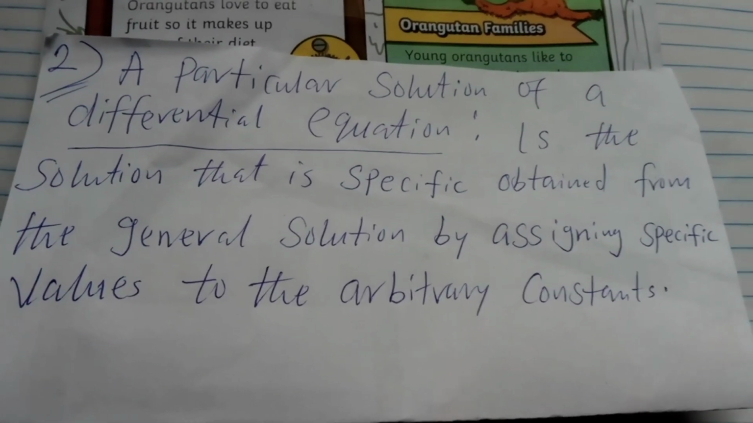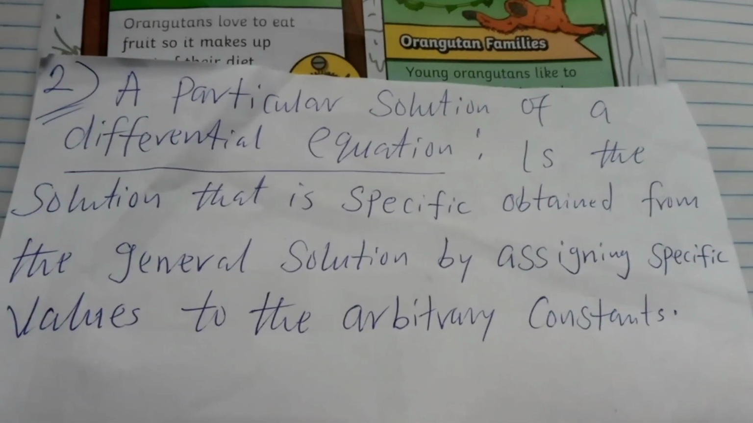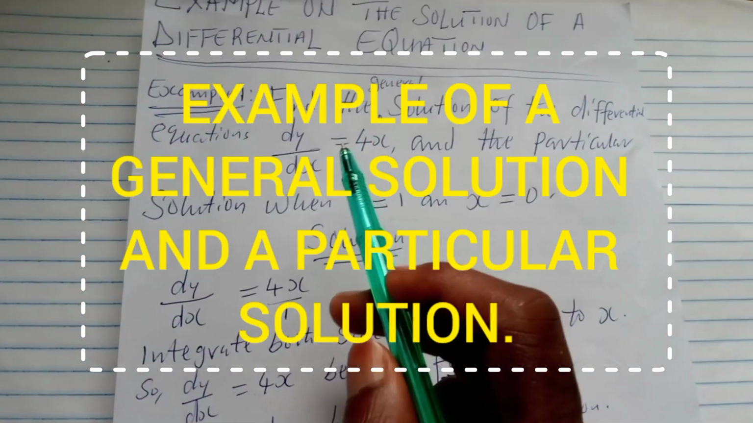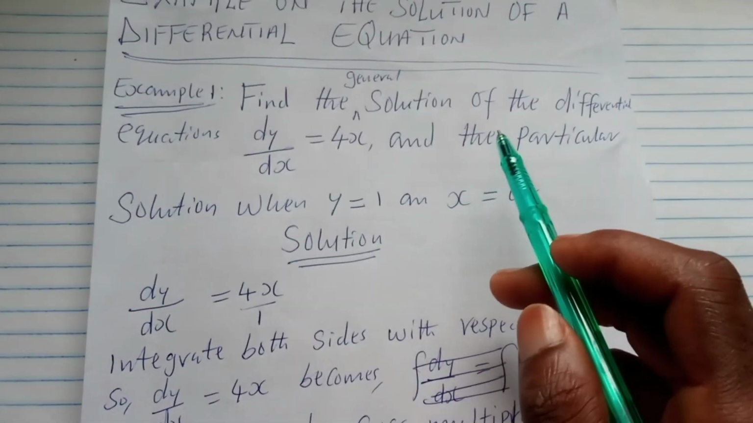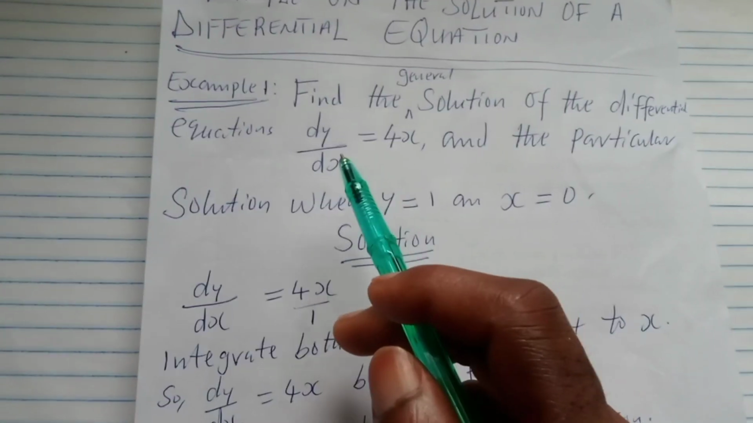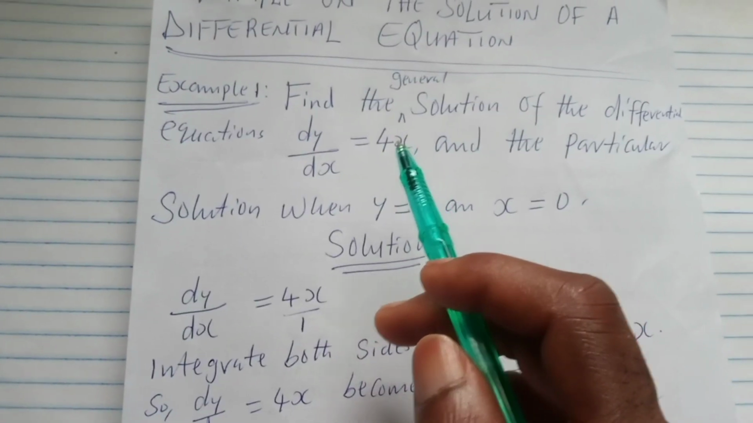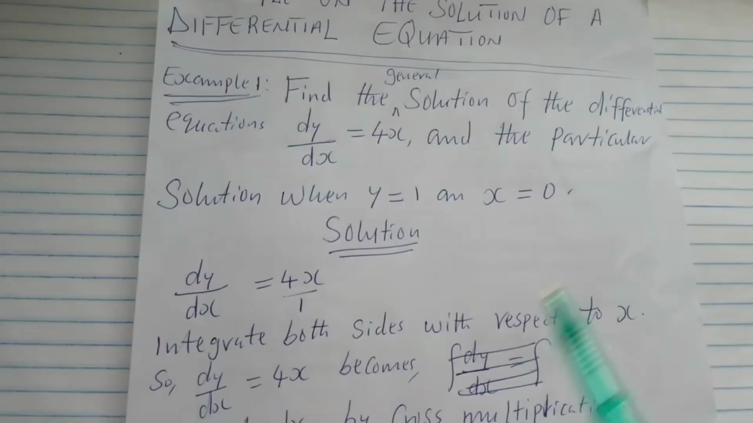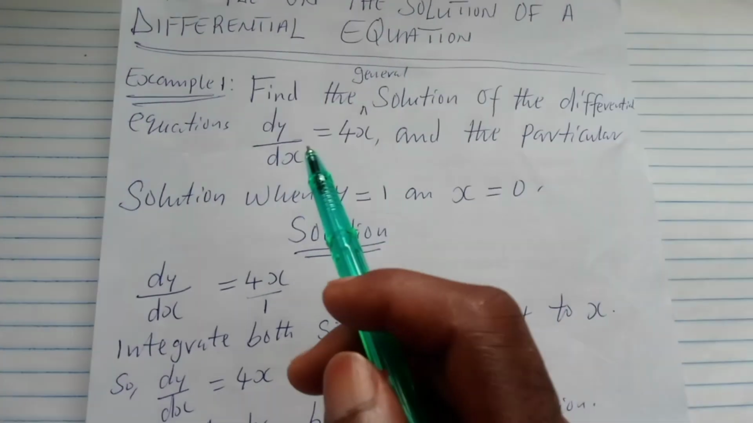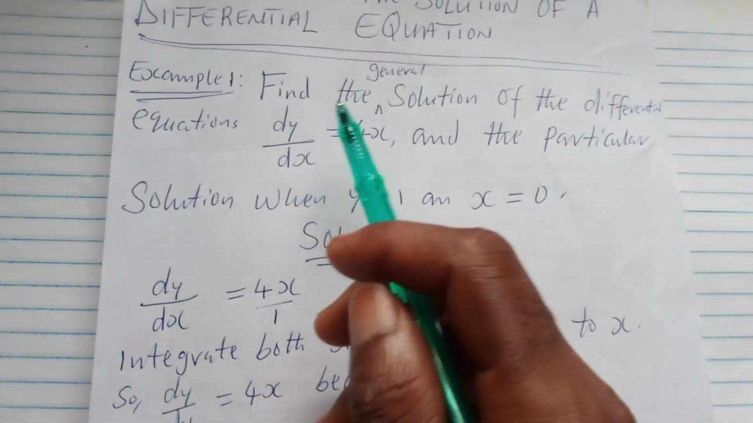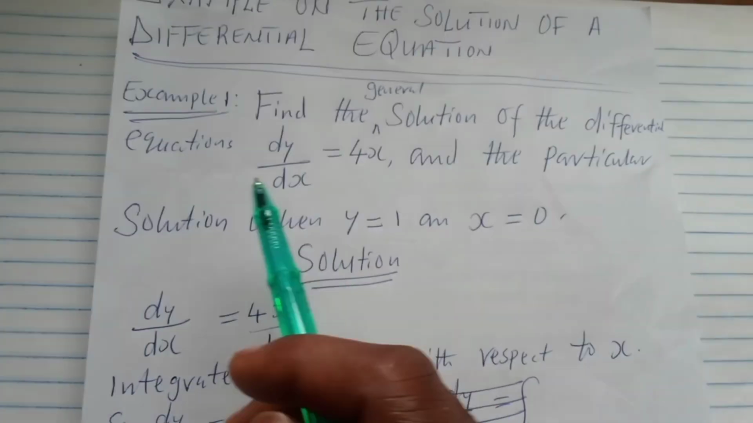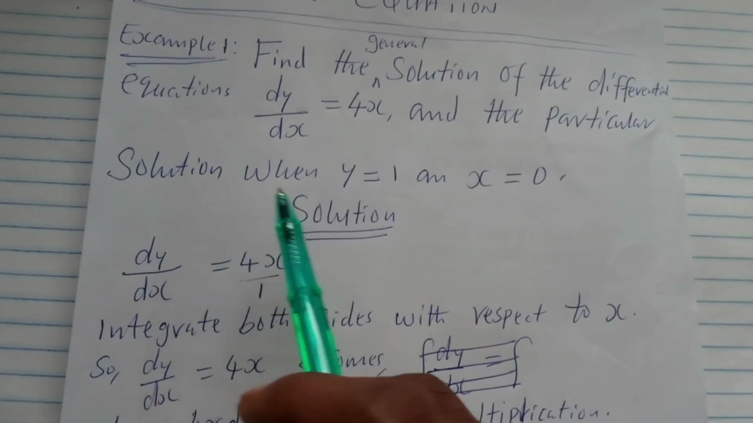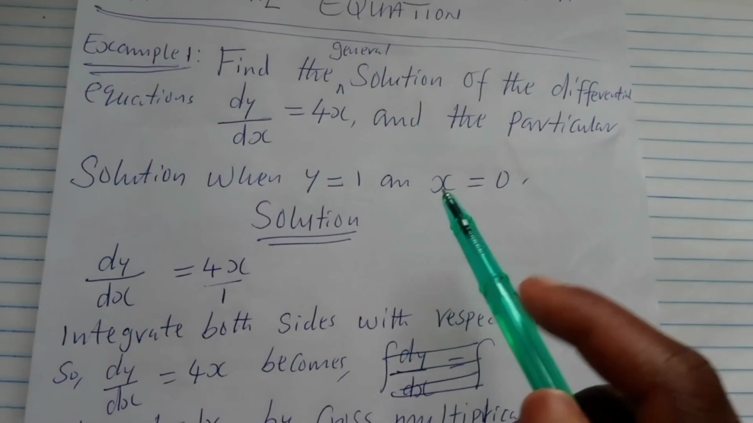So let's look at the example of a general solution and a particular solution. Okay, let's look at the example. Example 1, they say that we should find the general solution of the differential equation dy over dx equals 4x. This is a differential equation because you have a derivative and an unknown function. They say we should find the general solution of the differential equation dy over dx equals 4x and the particular solution when y equals 1 and x equals 0. Let's look at it.